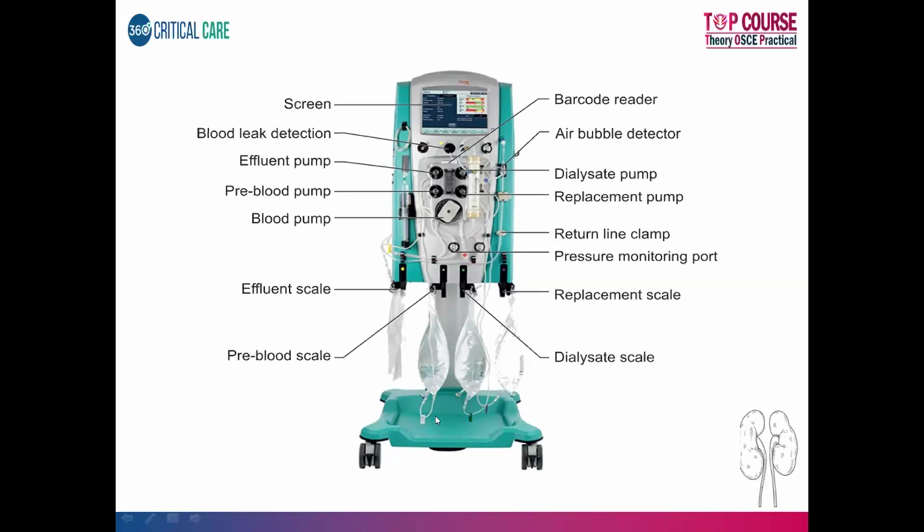And you have the different bags which are hanging down the CRRT machine. One is for the effluent fluid, one is for the pre-blood, one is the dialysate fluid, one is the replacement fluid. And you have a lot of monitoring, air bubble detectors. You have a screen where you enter all the information about the patient and the settings which you require. Okay, there is some blood leak detection alarm. So it is a very complex procedure, but a very useful one.